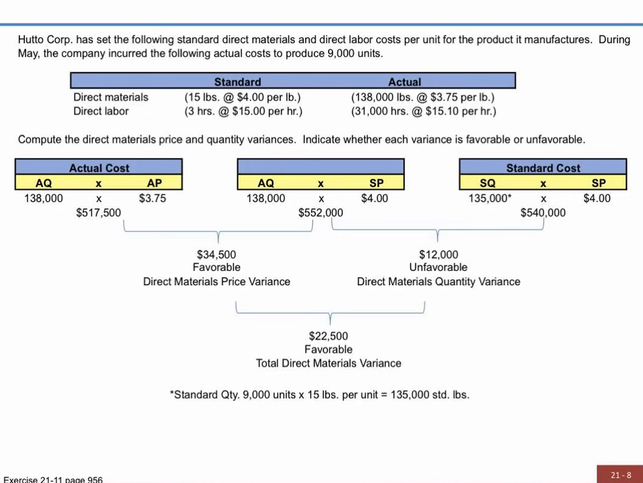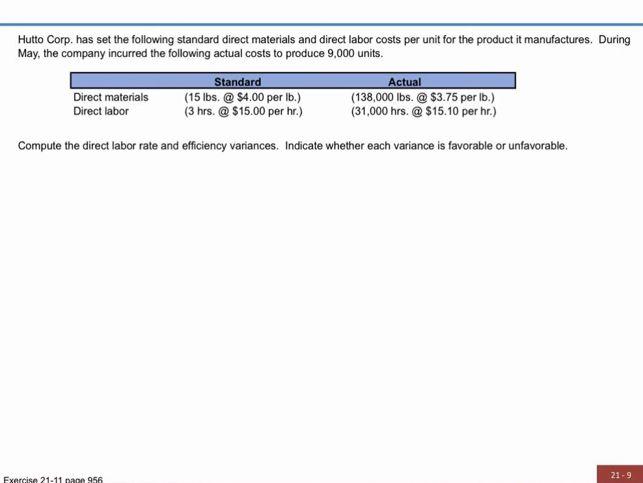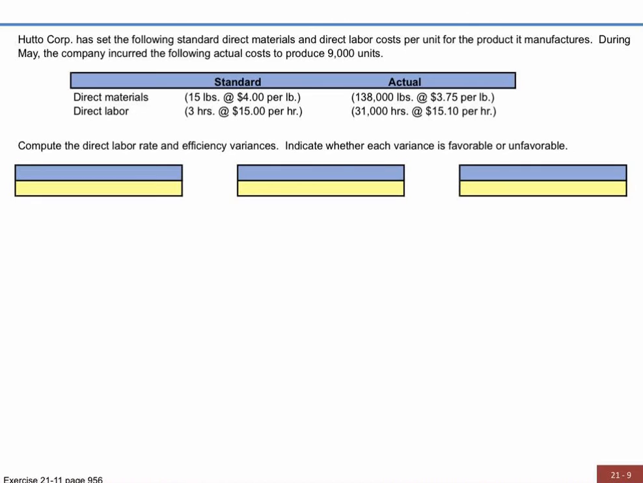The only difference here is we're going to change what we call the price. For example, we're going to refer to it as a rate, and instead of calling it a quantity variance, we're going to call it an efficiency variance. So we're going to have the same concept that gets played out here for labor. The only real difference is instead of referring to it as price like we did with direct materials, for direct labor we're going to refer to it as a rate. And for the variance here for the amount, instead of referring to it as a quantity, we're going to refer to it as an efficiency.